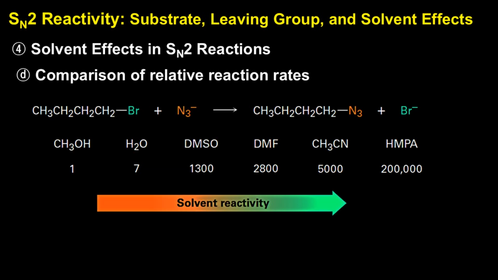Let's compare some actual reaction rates in different solvents. In methanol, the reaction is super slow because the nucleophile gets heavily solvated. Water's a little better, but still not great. Now switch to DMSO, DMF, or acetonitrile, and the reaction gets much faster. Use HMPA? It's even faster than that. So what's the takeaway? Polar aprotic solvents give you the best shot at a fast and efficient SN2 reaction.